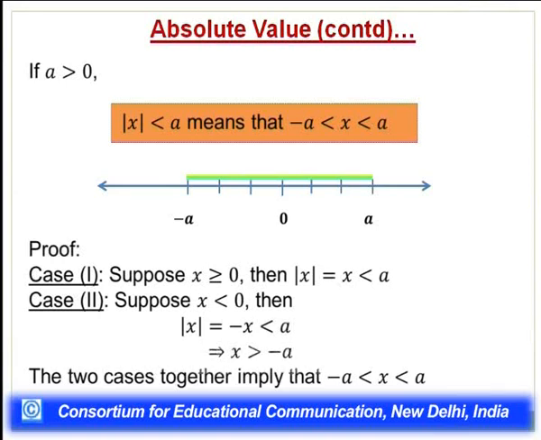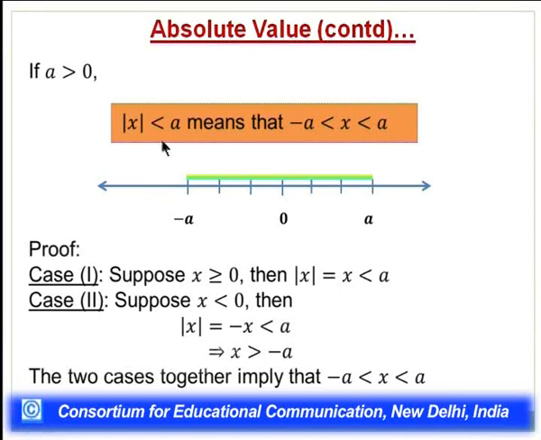We will now be looking at a very important property of absolute value, and this is something which we'll be using a lot when we solve inequalities. So please pay attention here. Let us suppose we have a number a which is positive. Then the inequality mod of x less than a means that x lies between minus a and a, with strict inequalities on both sides.